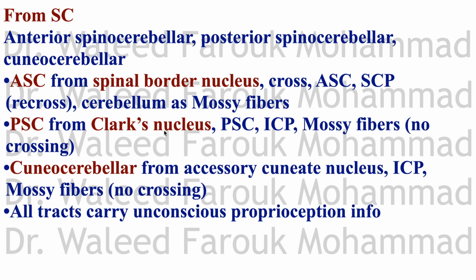The cuneocerebellar is the equivalent of Clark's nucleus because it receives the proprioception impulses from the upper limb, while Clark's nucleus serves the lower limb. The accessory cuneate nucleus resembles Clark's nucleus, receiving the proprioception information from the upper limb, then through the inferior cerebellar peduncle it goes inside the cerebellum as mossy fibers also. There is no crossing. All tracts carry unconscious proprioception information about the limb involved.